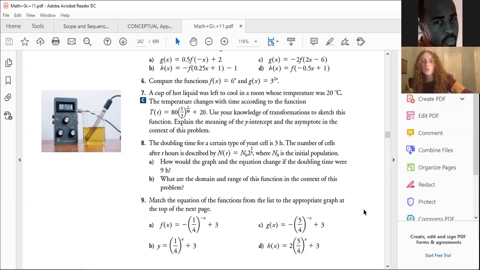How would the first question change if the doubling time was multiplied by 3? Yeah, it means that the base would be 3. Mm-hmm. Yeah, because the doubling, the scale factor, that's R.